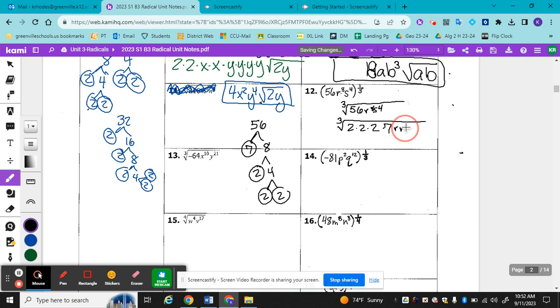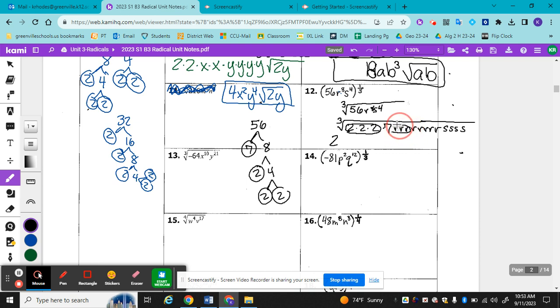And then 8 r's and 4 s's. And this is the cube root, so we're grouping in threes. So every 3, 1 comes out, because 2 times 2 times 2 is 8. And the cube root of 8 is 2. So 1, 2 goes out, the others go away.